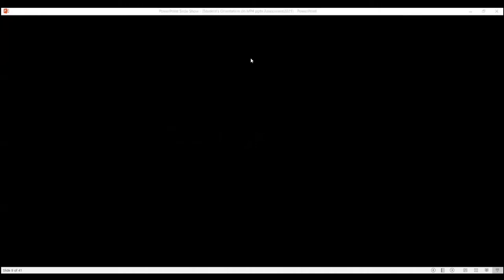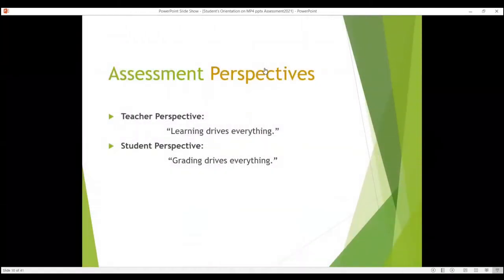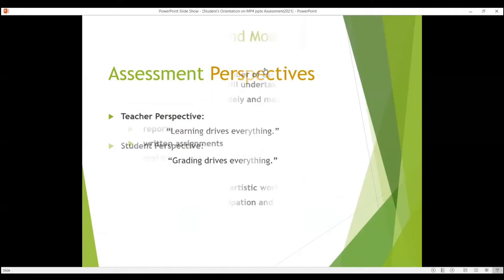I will not go into the details. It is self-explanatory. So we would like to make you feel comfortable with the assessment. Now, what is the assessment? Because every teacher feels that whatever I teach, the students are learning it. No. For the students, if I get the grades, I will learn it. That is the thinking behind assessment.